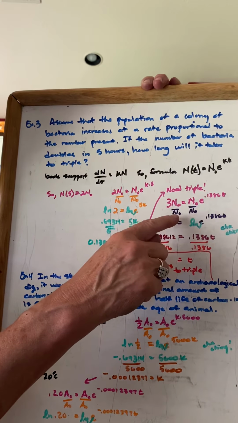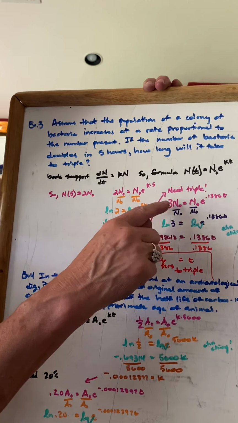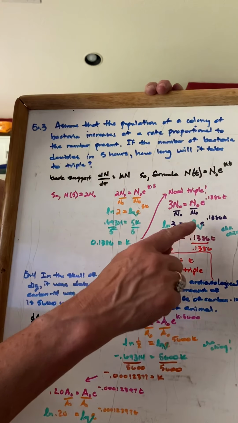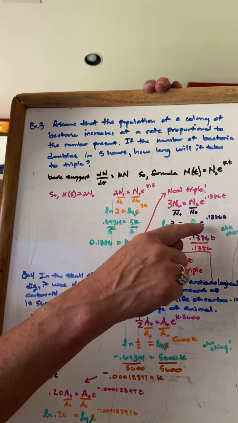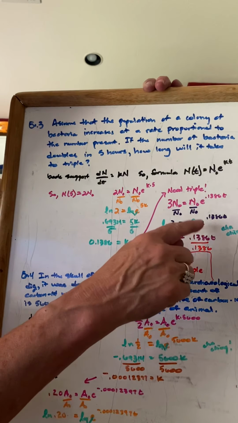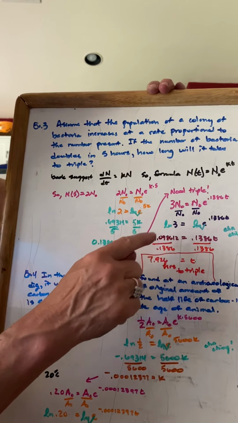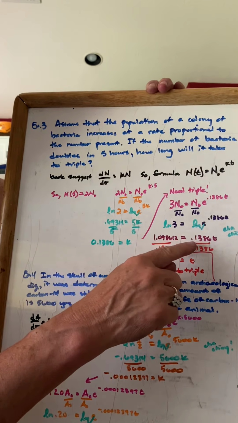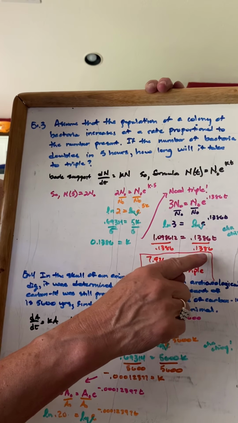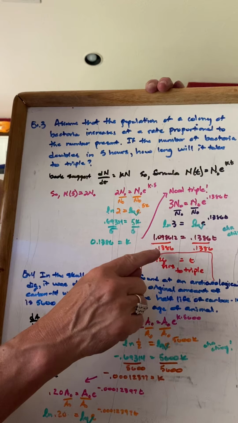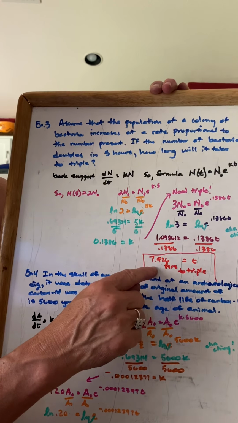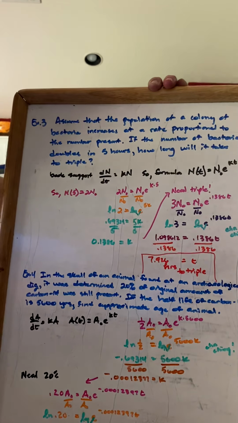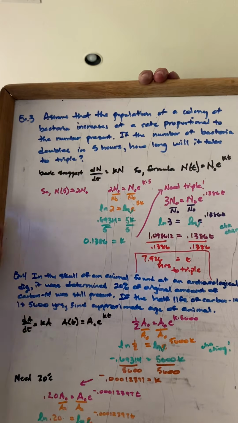You divide out your N sub 0s, and you get a 3 and e to the 0.1386t. You natural log both sides. The natural log of e cancels out. Cha-ching. Natural log of 3 is 1.098612 equals 0.1386t. Divide by 0.1386 on both sides, and you get 7.926 hours to triple the number of bacteria that you have. So that's the answer for example 3.